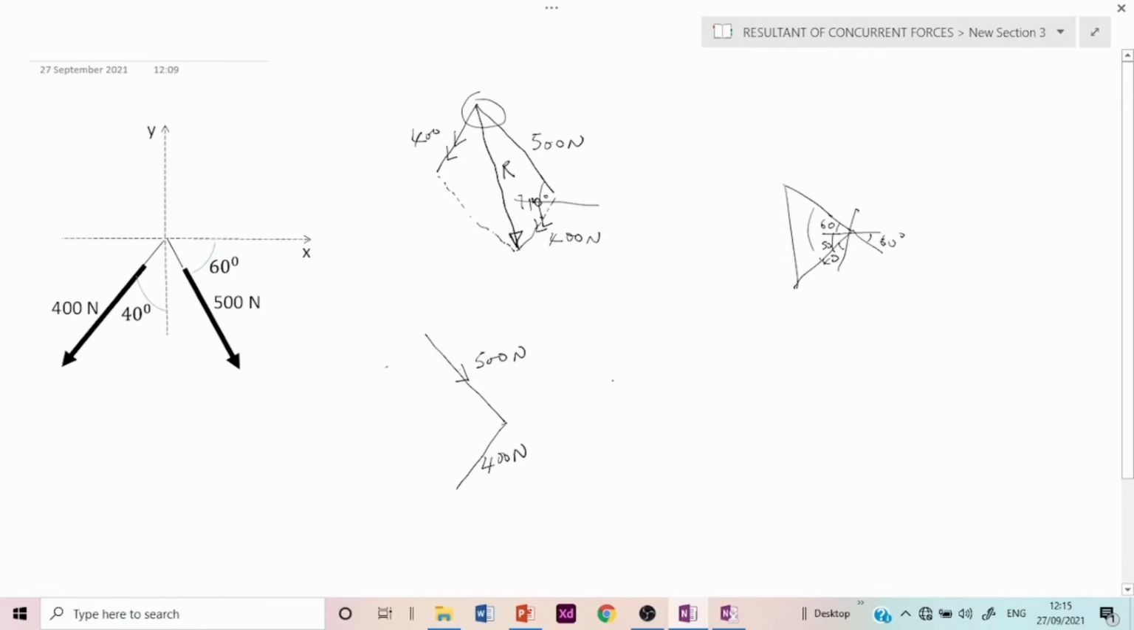Then you close the triangle. To close the triangle, you have to start from where you started, and you draw a line to meet both of them. And if you do that, this angle is 110 degrees. Then one can quickly use the cosine law.